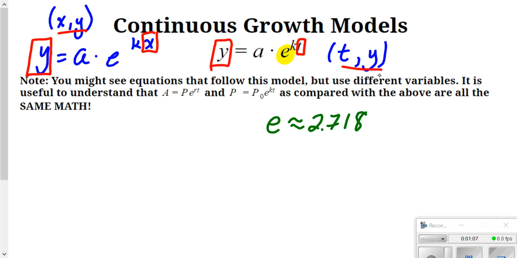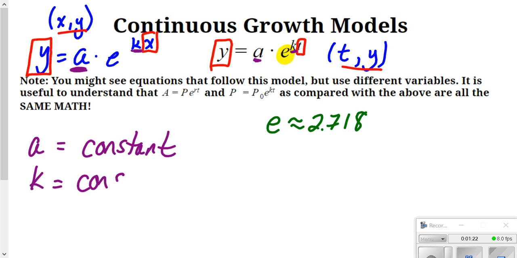e is a specific number, and that means that the a and the k in all of these are what we would call constants. And e is a constant too, but it's a constant we already know. e is always going to be 2.718, and so on. a and k are going to be different kinds of numbers in different problems, but within a given problem, they will stay the same. They will not vary. So variables vary, constants stay the same.